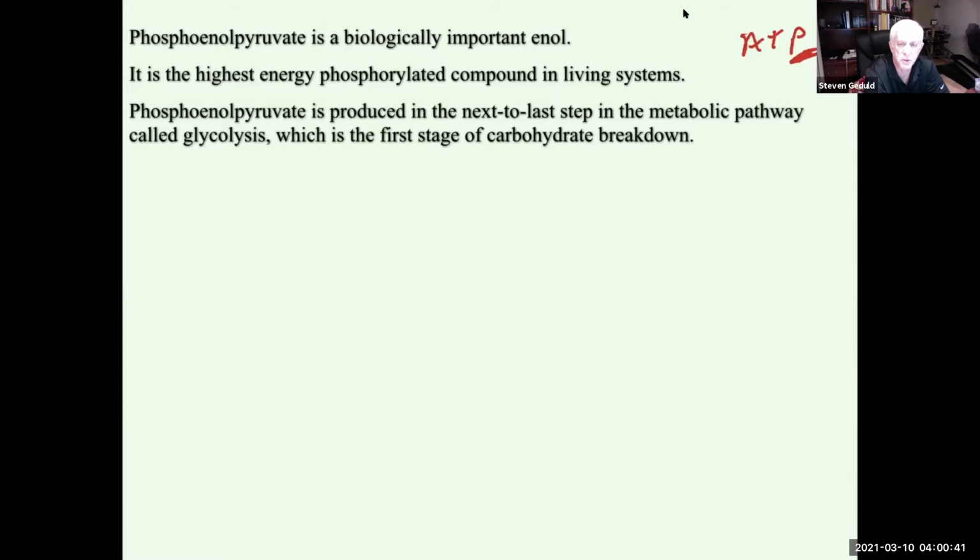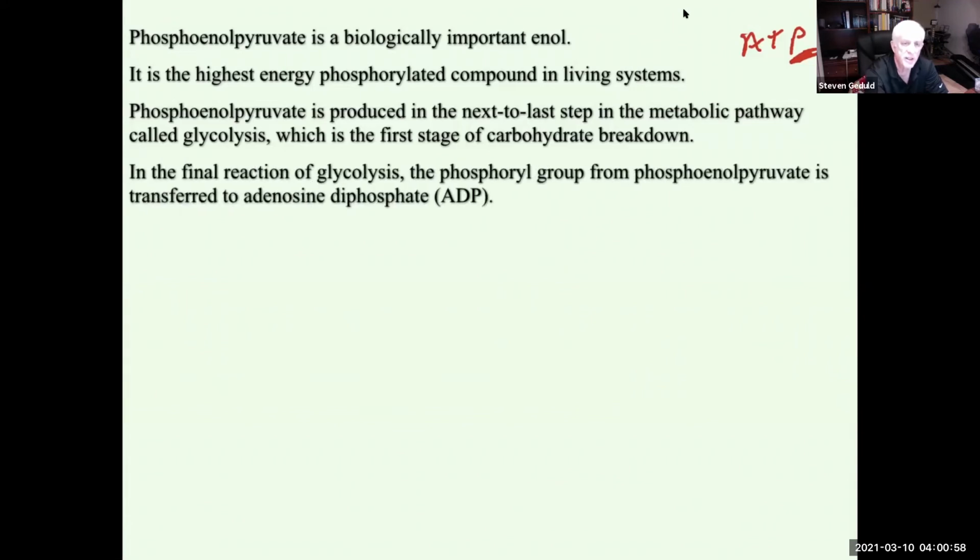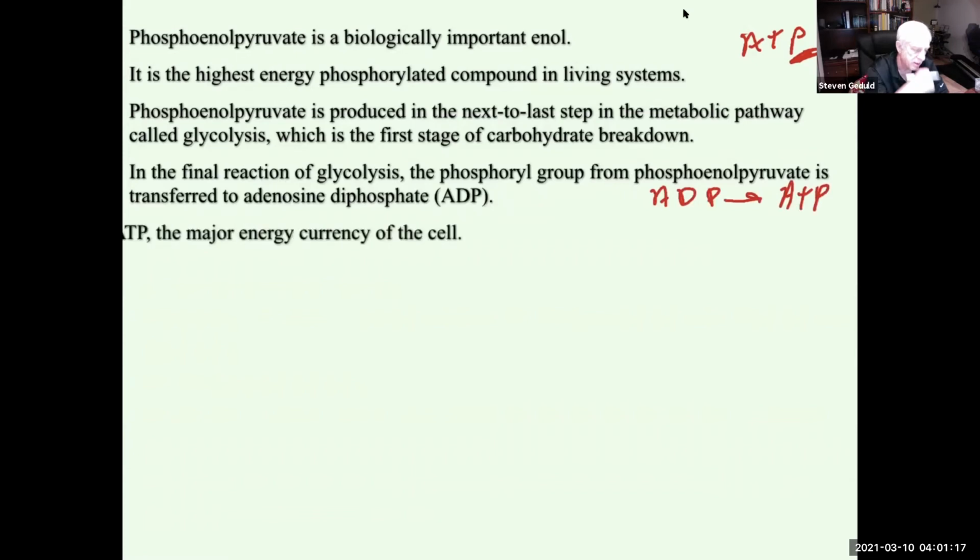Phosphoenolpyruvate is produced in the next to last step in the metabolic pathway called glycolysis, the breaking down of glucose to produce ATP. We break down glucose to give us energy to make more ATP, which is the first stage of carbohydrate breakdown. We start to break those down. In the final reaction of glycolysis, the phosphoryl group from phosphoenolpyruvate is transferred to adenosine diphosphate. So you've taken ADP, adenosine diphosphate, and you created ATP by adding that phosphate group to it. The reaction produces ATP, which is a major currency of all cells.